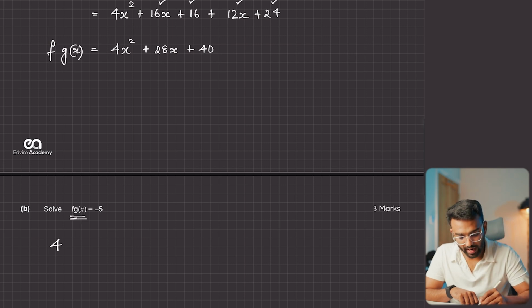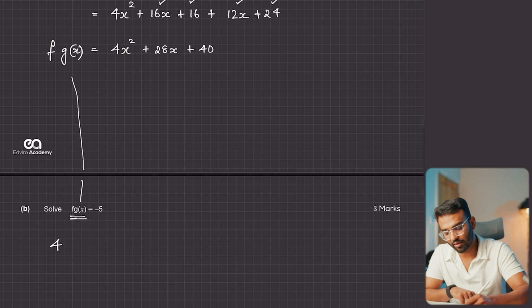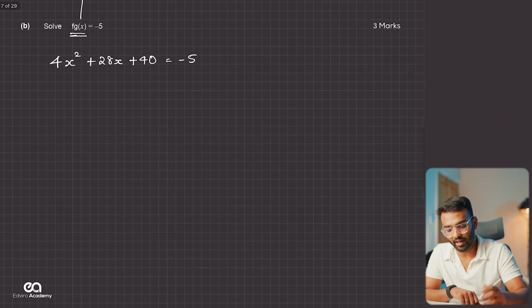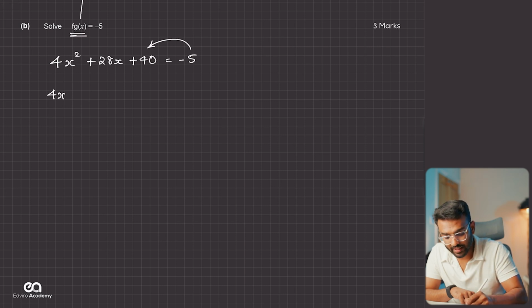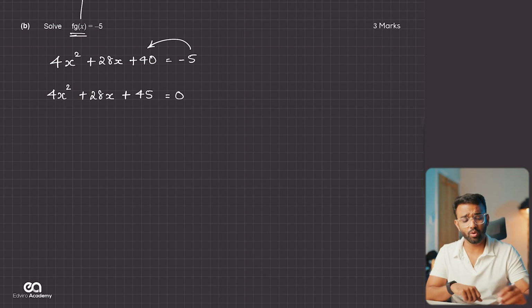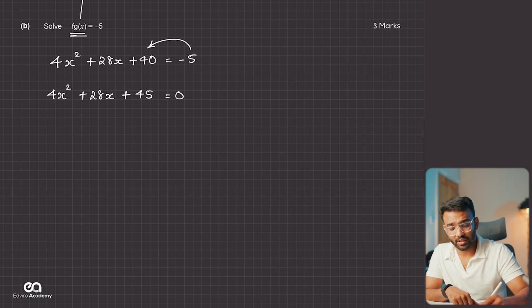Now part B says solve that when it is equal to minus 5. So we have fg of x, we already worked it out. That's right there. So that is 4x squared plus 28x plus 40 equal to minus 5. If you take the minus 5 to the other side, you're going to have 4x squared plus 28x plus 45 equal to 0. And this is a quadratic equation to be solved.